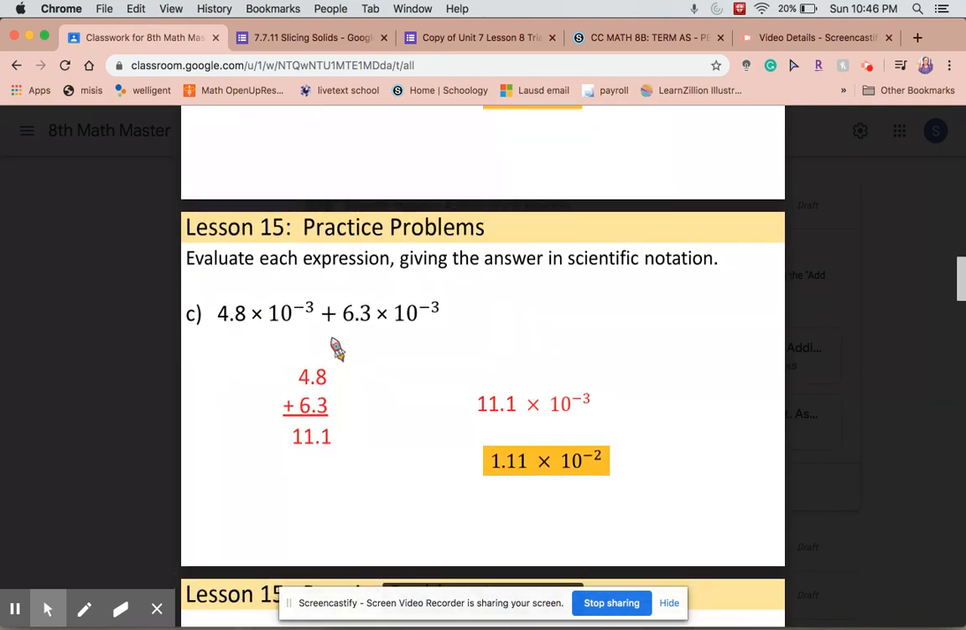All right, I see plus. I need to add. Are my exponents the same? Yep. Easy. Add the numbers. 11.1 times 10 to the power of negative 3. If I wanted to move the decimal place, this is what it would be. Both answers are correct.